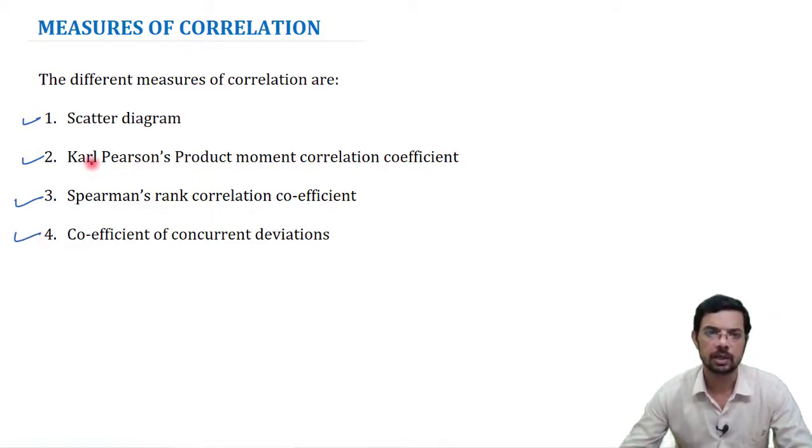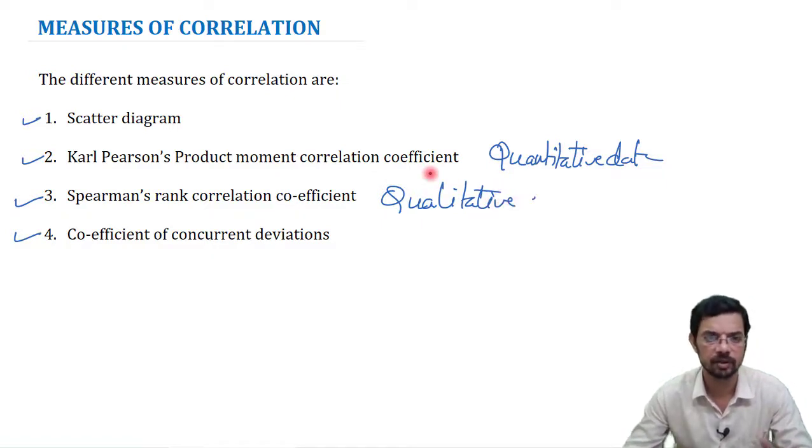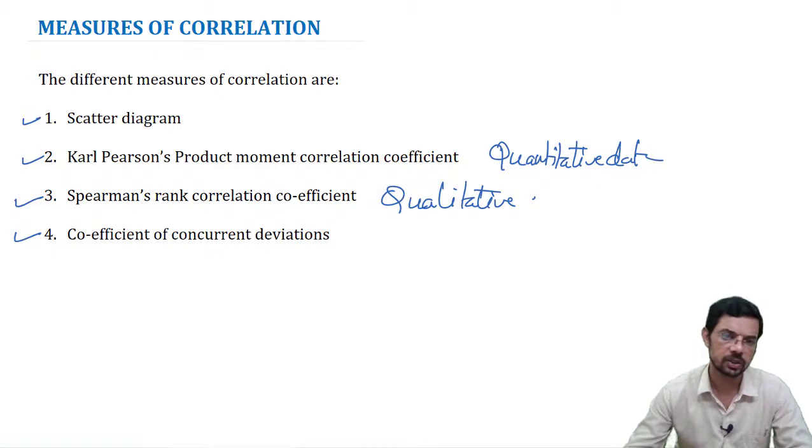Karl Pearson's product moment correlation coefficient is generally used for quantitative data, and Spearman's rank correlation coefficient is used for qualitative data. If both variables are qualitative and we are comparing the two qualities, in that case we may use Spearman's rank correlation coefficient. And the coefficient of concurrent deviations is just to get an idea about the measure of correlation. So, we shall take each of them one by one.